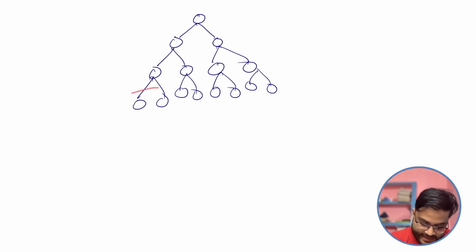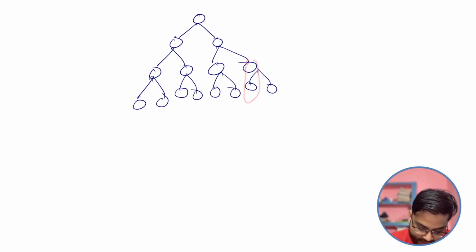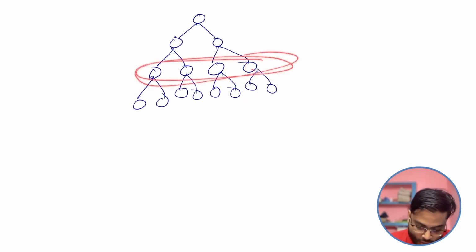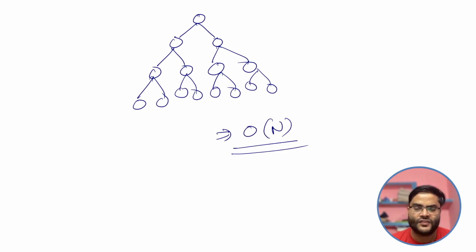So these elements will take no comparison, and at this level there can be only one swap, right? At this level there can be two swaps, at max two swaps, right? At this level there can be 1, 2, 3 swaps. So if we write the equation, after calculating, it takes order of n times.